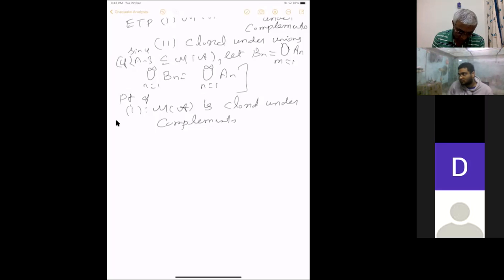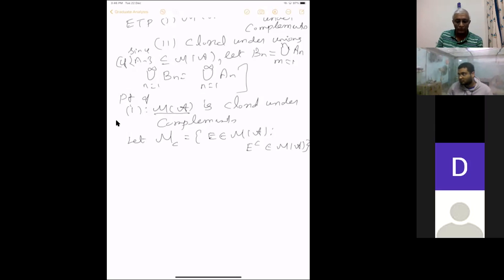To prove that, let us define something called M_C. I mean, I'm using M again and again, but you know that M of A is the monotone class generated by A. This M_C is something different. So that is all those sets E in M of A, such that E complement is also in M of A. You want to prove that M_C is equal to M of A. That's what you want to prove.